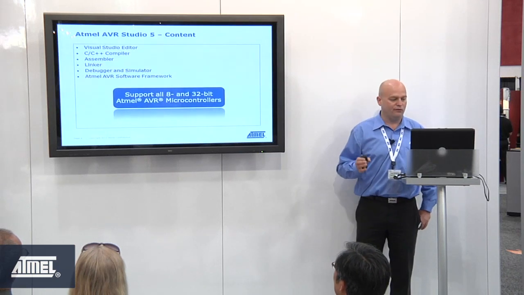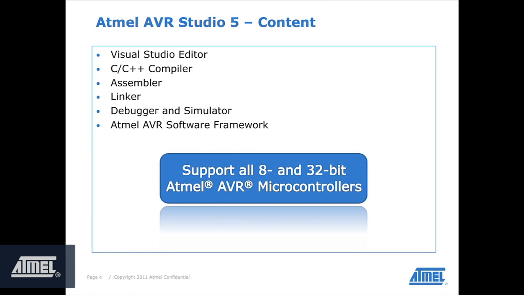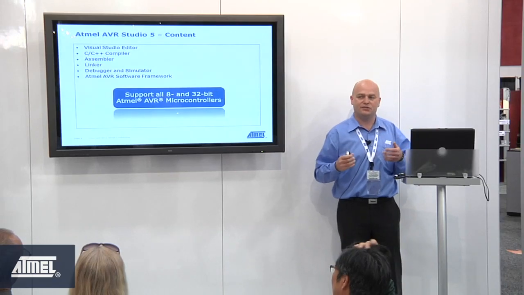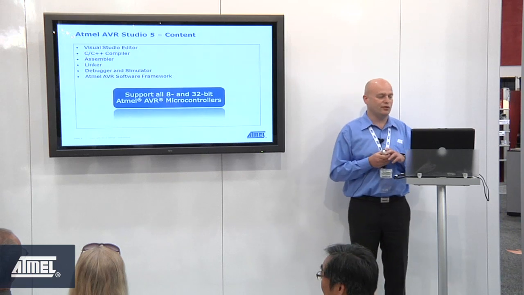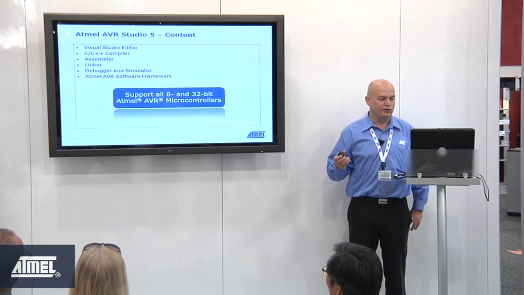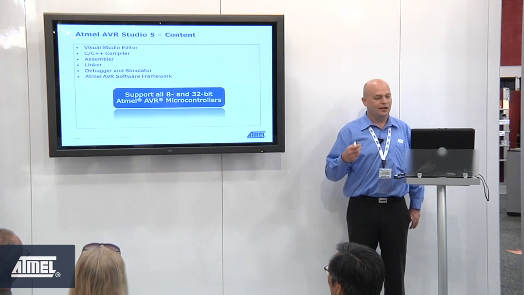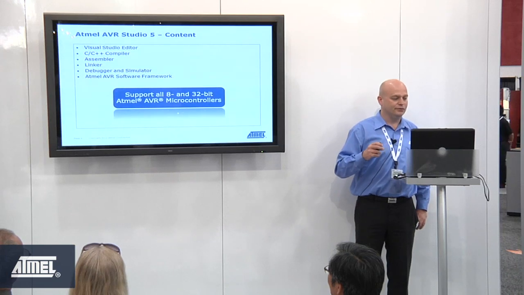On Studio 5, what we deliver with the package is a Visual Studio editor, the one where you actually write the code you're going to use. We embed the C compilers, both for the 8-bit and the 32-bit, inside the program, so you don't need to install any additional modules or anything. Everything comes with the package, so you have everything installed at once. We also include a standard assembler and a linker and so on.